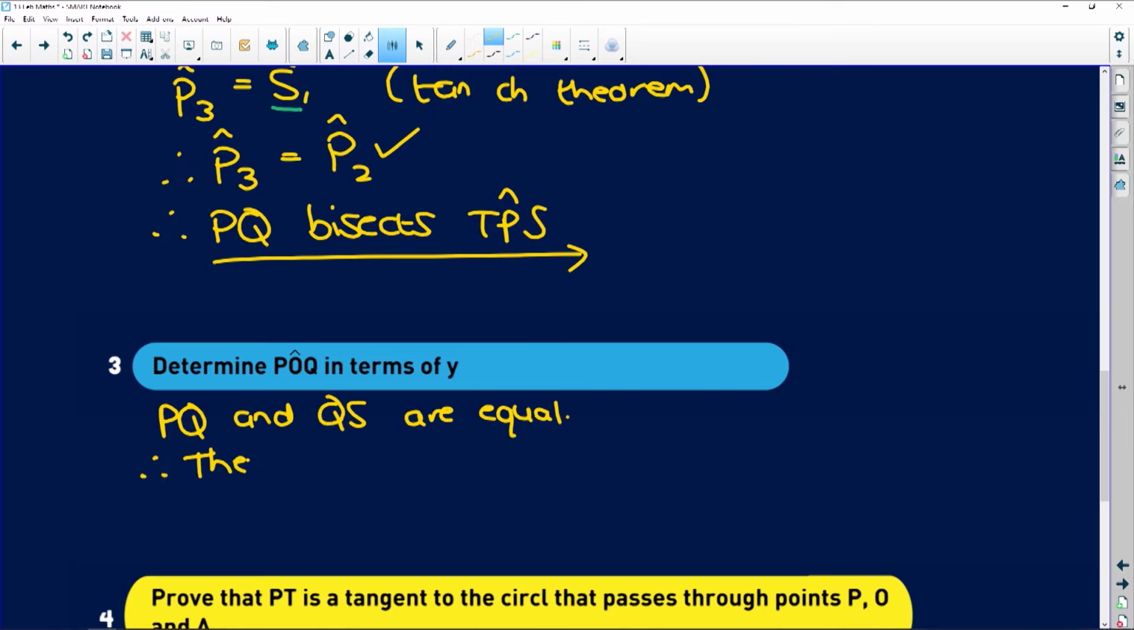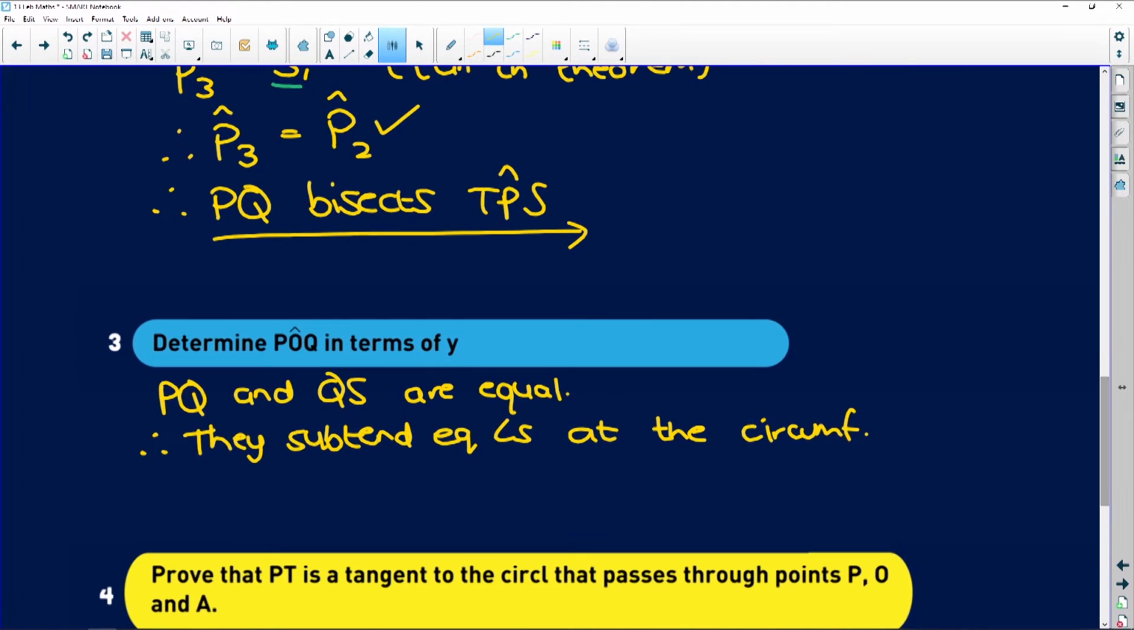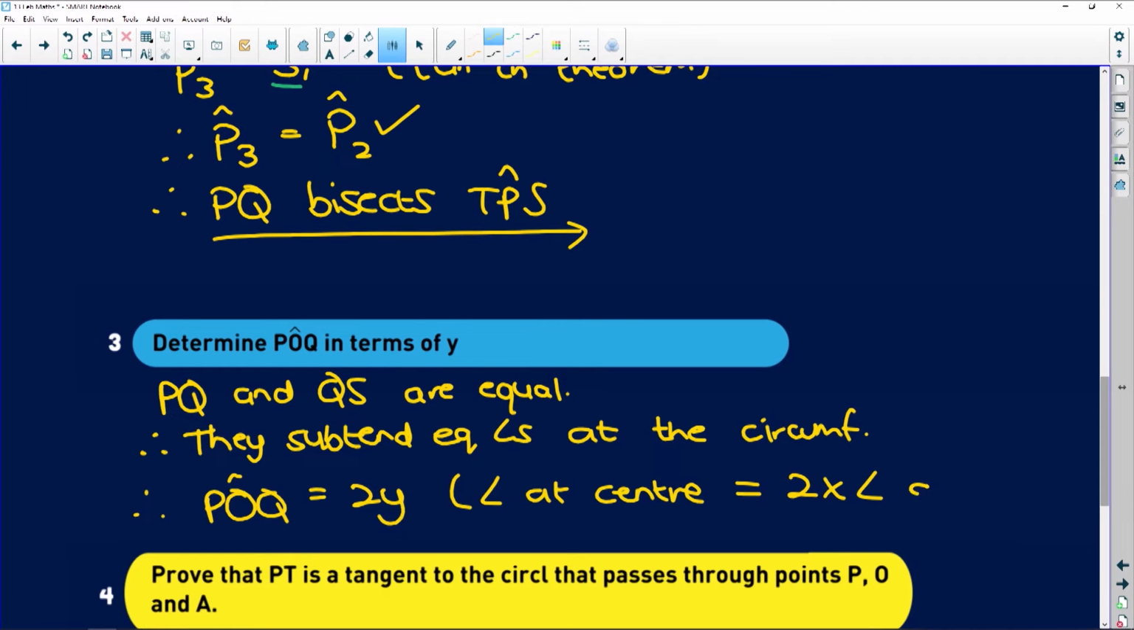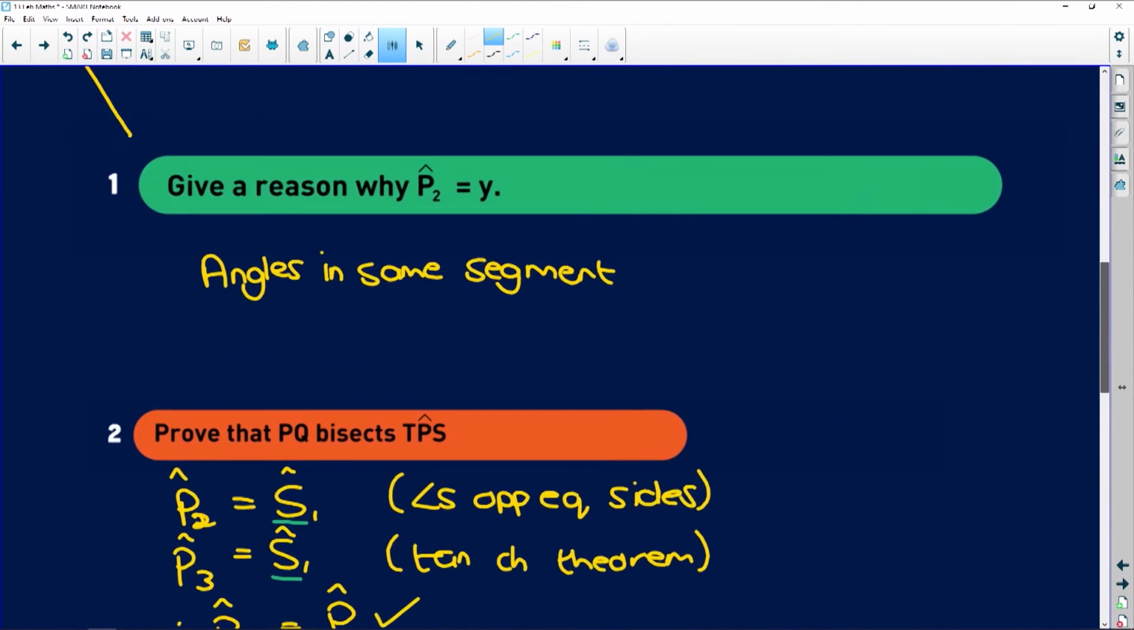Therefore, they subtend equal angles at the circumference. Okay? Therefore, you can say that angle POQ is equal to 2y because of angle at center is equal to twice the angle at the circumference. Okay, so hopefully you guys understand this.